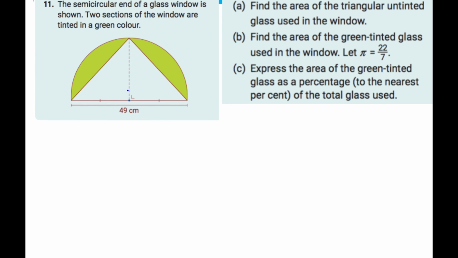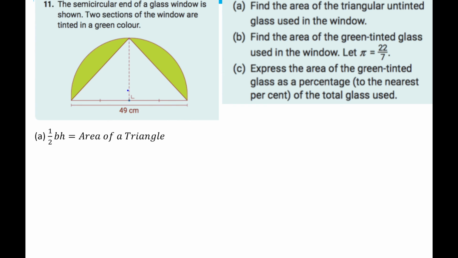Okay, let's look at another question. This is exercise 19.1, question 11. Here we have to find the area when we have an object that is made up of more than one shape. A semicircular end of a glass window is shown. 2 sections of the window are tinted in a colour. In part A, we're asked to find the area of the triangular untinted glass in the window.